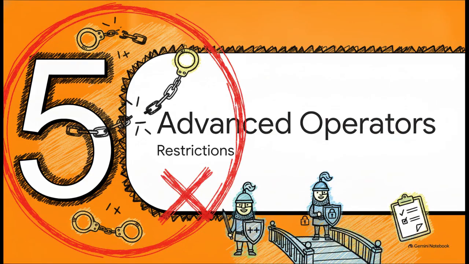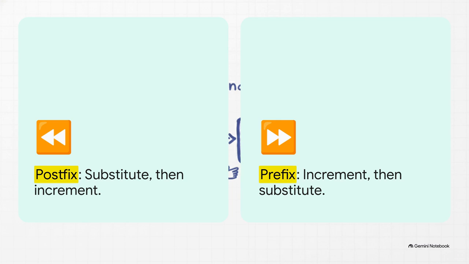Moving to Section 5, Advanced Operators and Restrictions. Let's dig into some specific edge cases and very strict restrictions that you need to be ready for. Pay super close attention here, because the difference in execution order between postfix and prefix increments is a classic trap for multiple choice questions. In a postfix operation, like y = x++, the program substitutes the current value first, and then the increment happens. So if x starts at 1, y gets assigned 1, and only after that does x become 2.